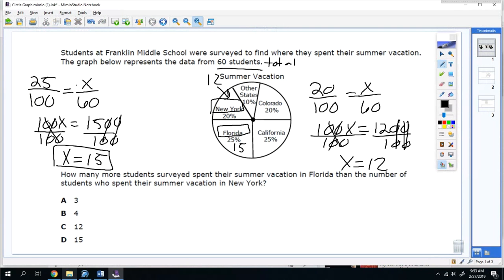Now it's asking how many more students went to Florida than the people who went to New York. So the way you do this, you find the difference. You're going to do 15 minus 12, which is 3. So the answer would be A.